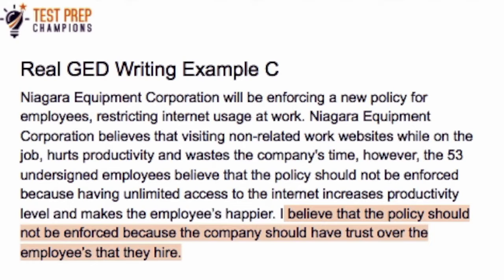So the person did a good job. They laid this out. We see a topic sentence. They have identified the two different positions, and they are giving us a claim about which position they think is best. But the thing I would want you to take away from this example is it almost seems like they're writing more about their personal opinion, that they think the company should have trust over the employees, instead of which side is more supported by the evidence, all right? So just something to keep in mind here.